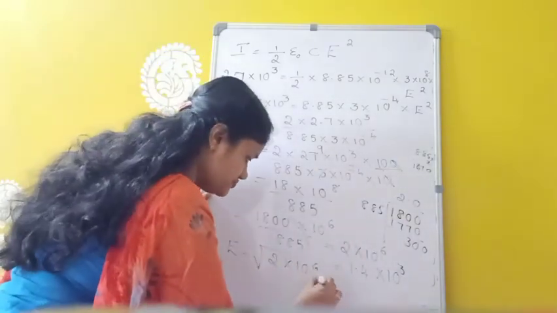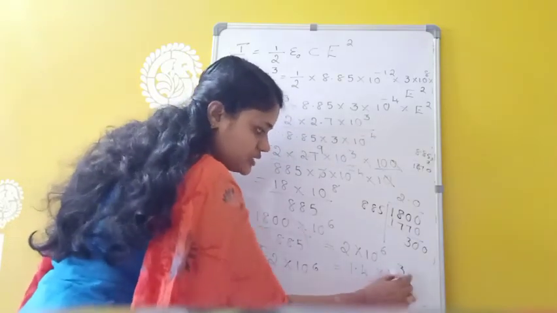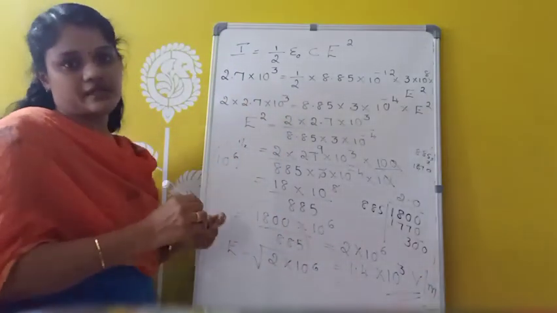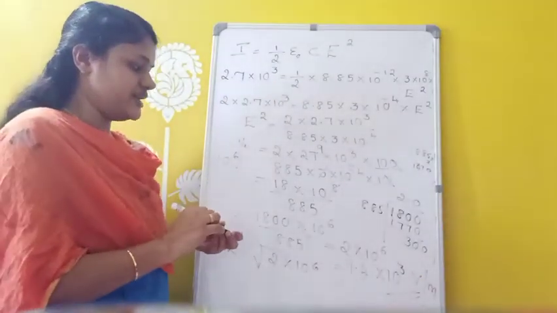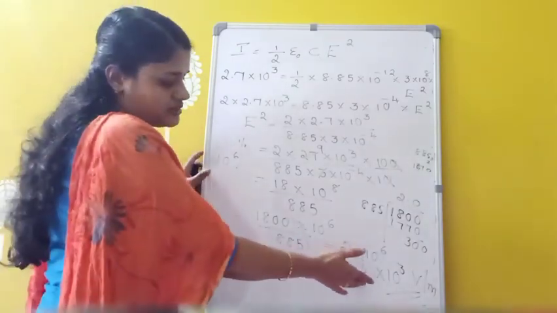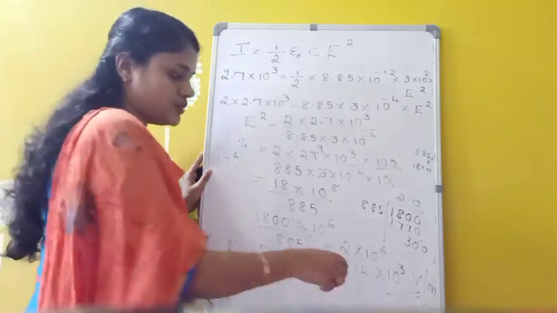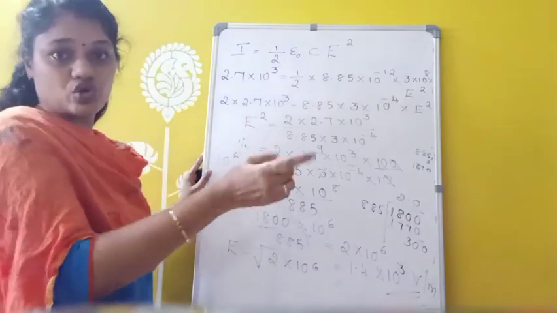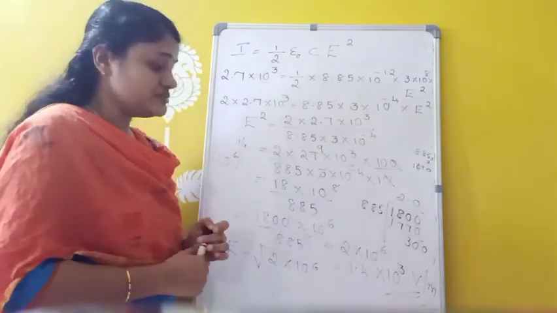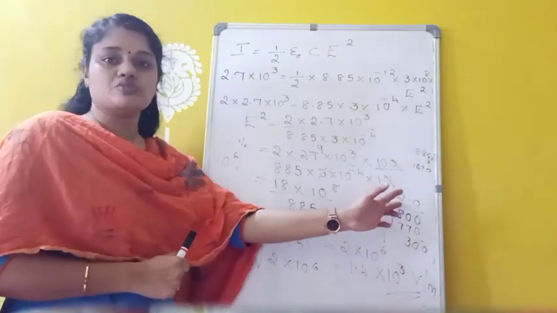That is equivalent to 1.4 into 10 raised to 3 volt per meter, because it is electric field only we found out. So volt per meter. Okay, so this is the final answer. We have taken only the approximate value, so nearly 1.4 into 10 raised to 3 volt per meter, or we can say 1.4 kilovolt per meter. So whenever these divisions come, we can take this approximate value.